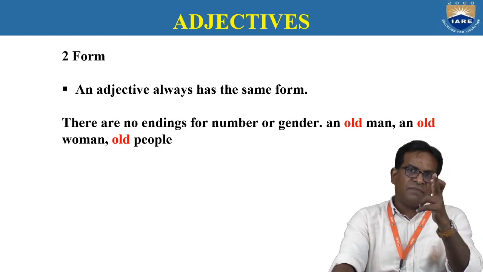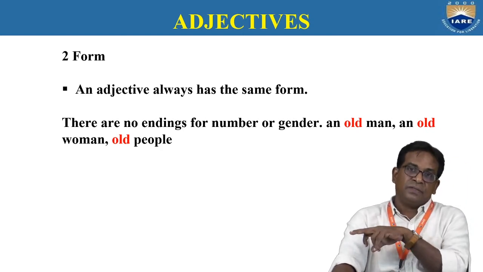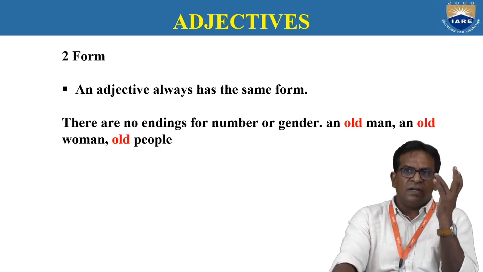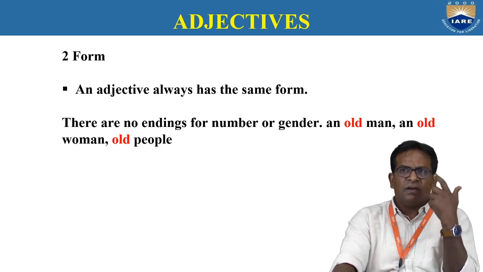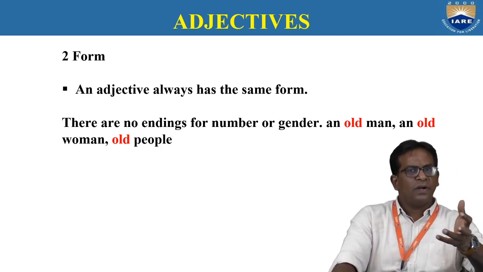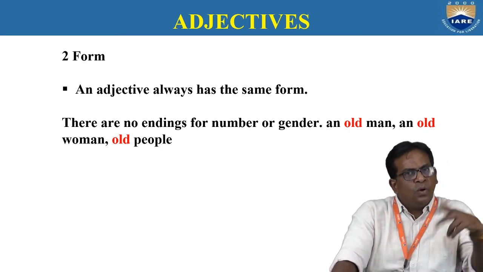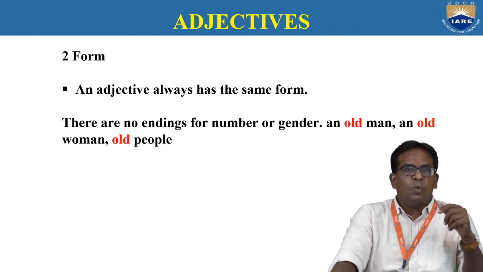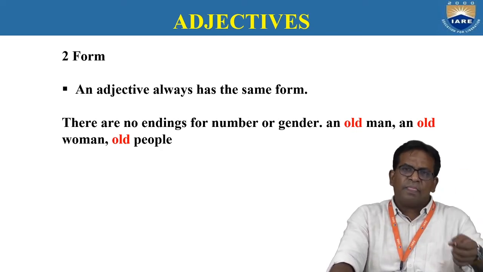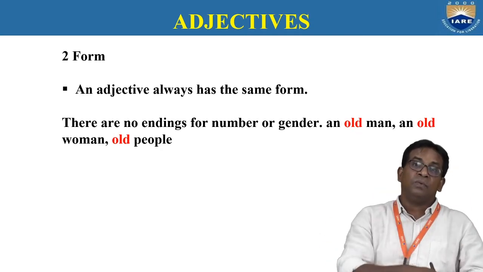Adjective always has the same form, as I already told you, except degrees of comparison. There are no endings for number or gender. For example, an old man. The same word we can use: old woman, old people, old house, old institution, old cow. The same. But in other languages, we have to take different words.